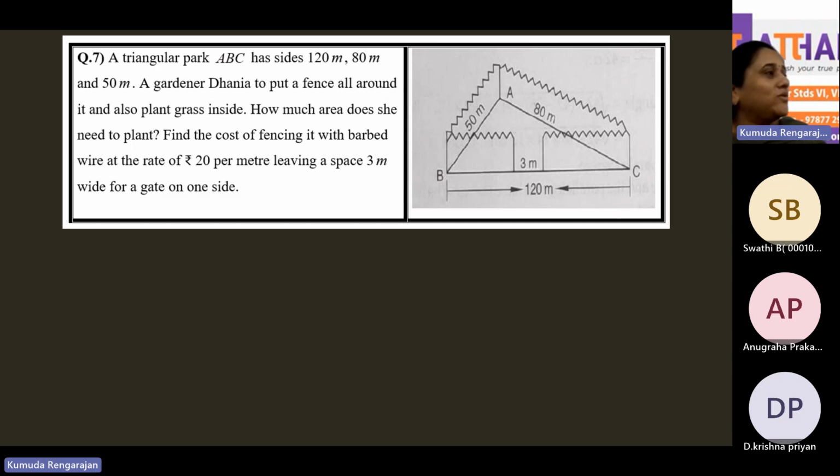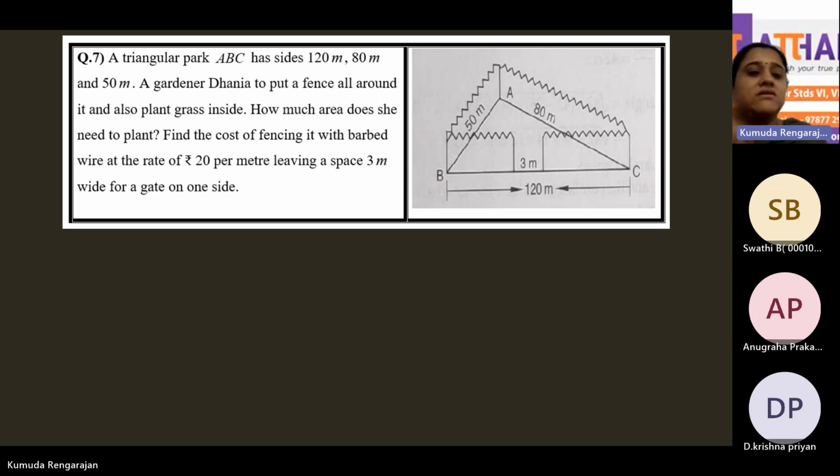So there is a space of 3 meters left for the gate, so that there's a place to enter and exit. So what will be the actual perimeter? Whatever is the perimeter minus 3 meters. Supposing it is 200 meters, minus 3, 197 meters is the actual perimeter, correct?